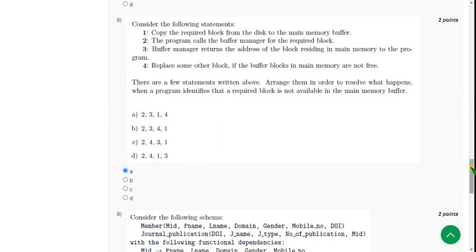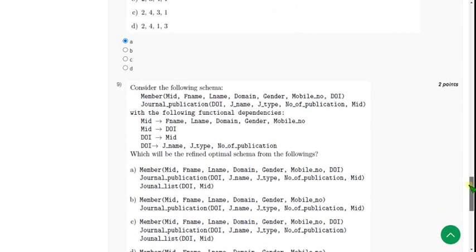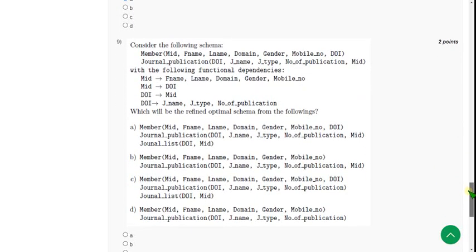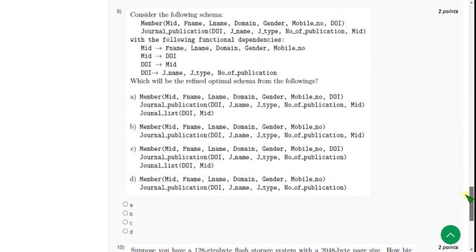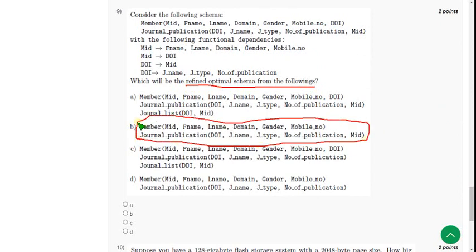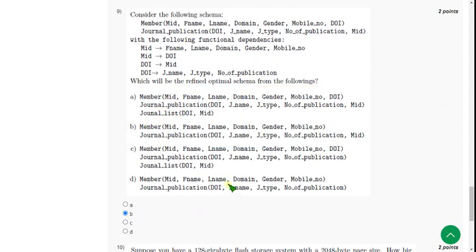And the final question of the assignment, which I have not told you yet. For the ninth question, what will be the refined optimal schema? For the ninth question, the probable solution I have got is option B. So mark option B. Guys, all these are probable solutions according to me.